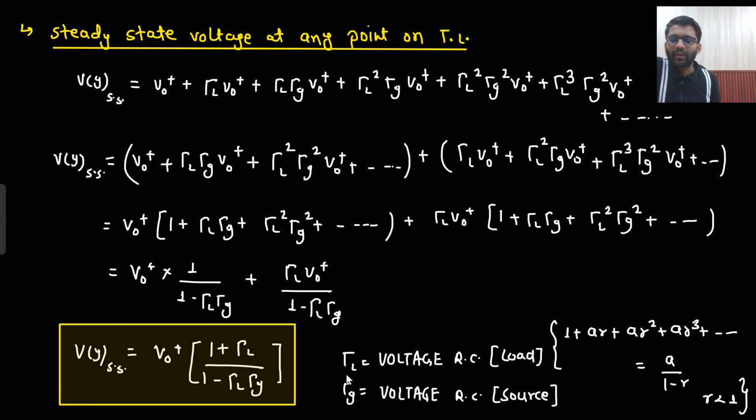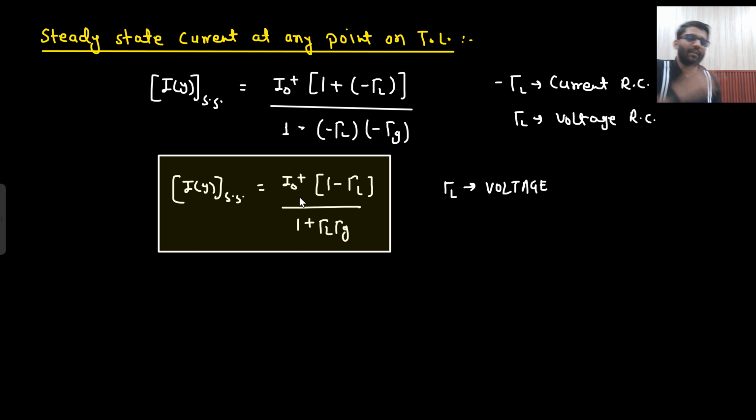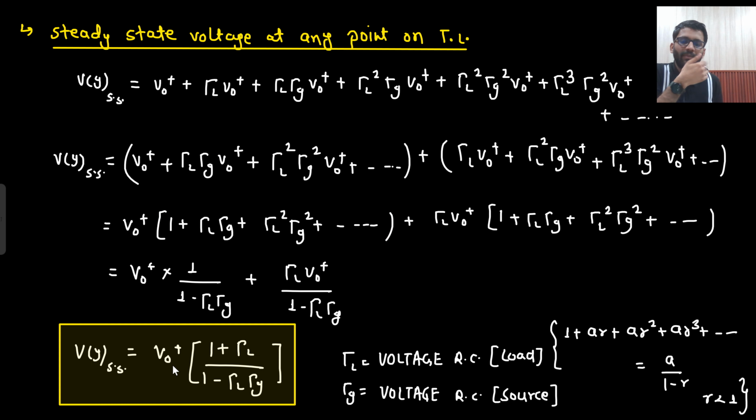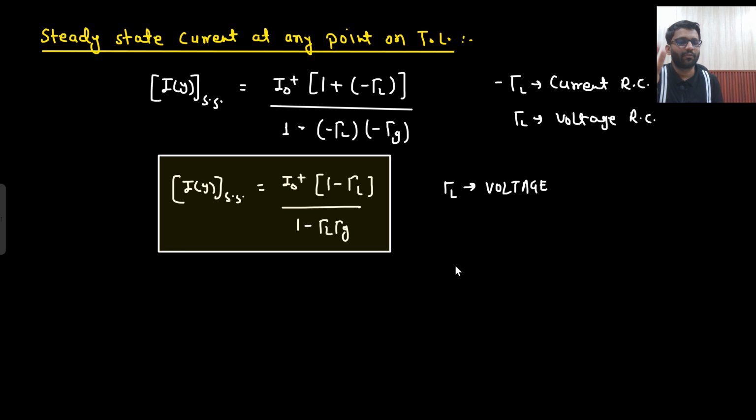So you will be able to write down this formula, that is 1 plus gamma L divided by 1 minus gamma L gamma G. And here also, why have I put this negative sign? This will be a negative sign only, not a positive sign, because minus minus will be plus, so 1 minus gamma L gamma G will be there. In case of current, both negative signs would be coming. So if you remember the voltage one, you can write down the current formula very easily.